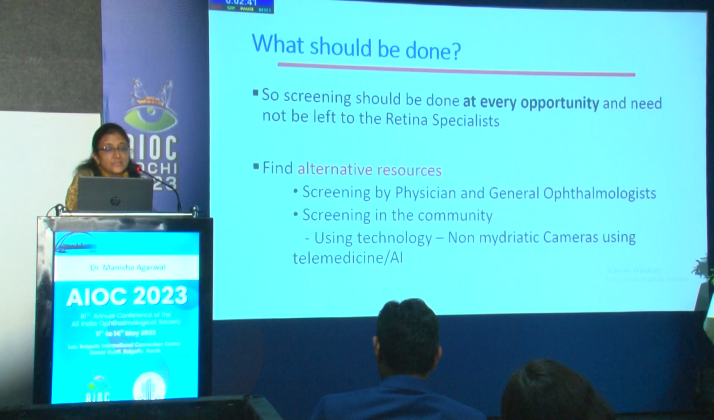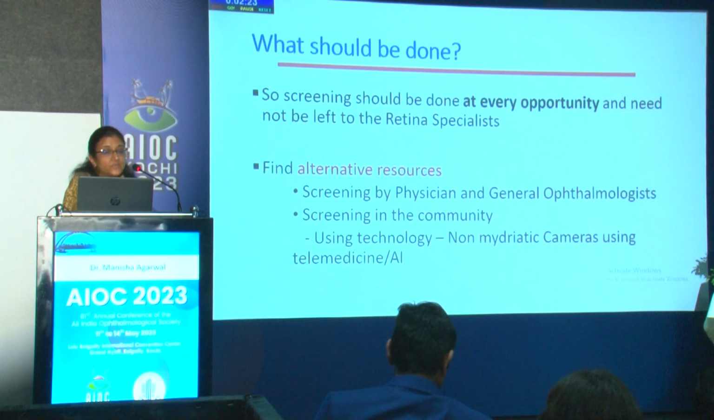So, what exactly should be done? Screening should be done at every opportunity and need not be really left to the retina specialists, which are just a handful of people. VRSI currently is having around 1,500 members, and I'm sure you would realize that they're not enough to really be screening all the diabetics for DR. So we have to rope in the other categories of people for doing the screening at least, and then probably the management bit can be left to the retina specialist.